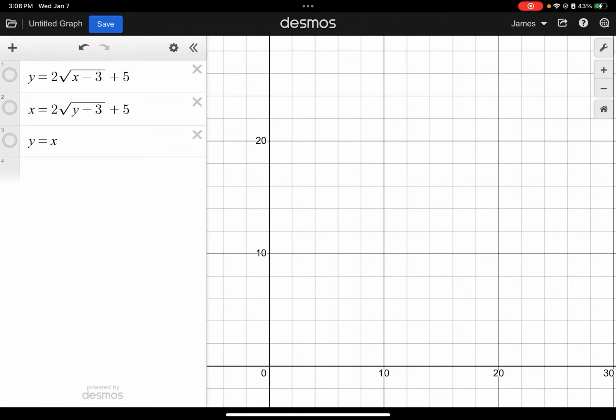All right, class, this is Mr. Eggleston. This is a continuation, sort of, of lesson 4.7, graphing the inverse of a function.